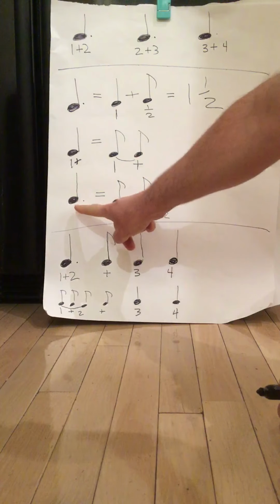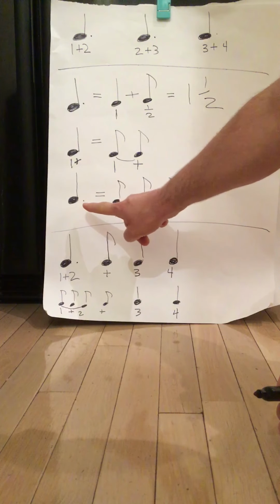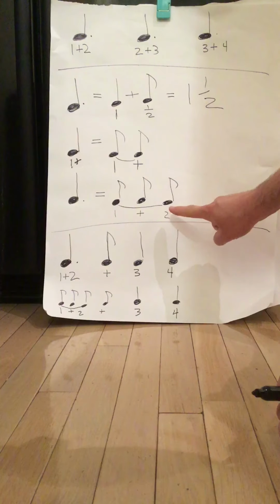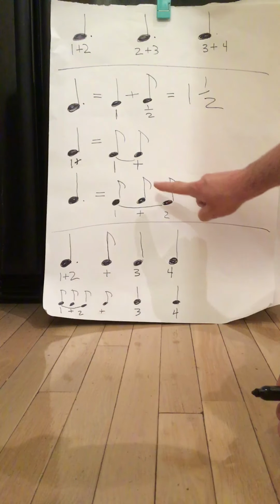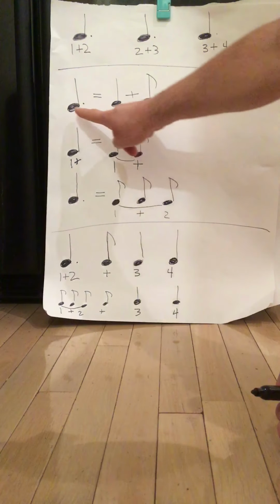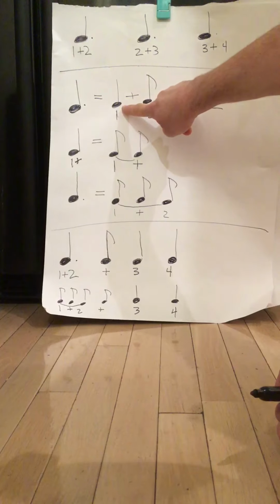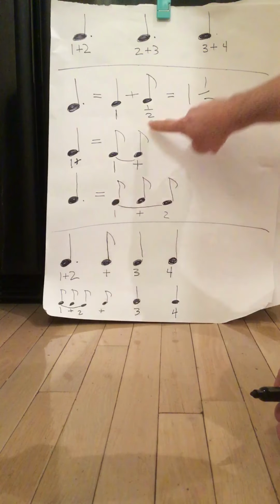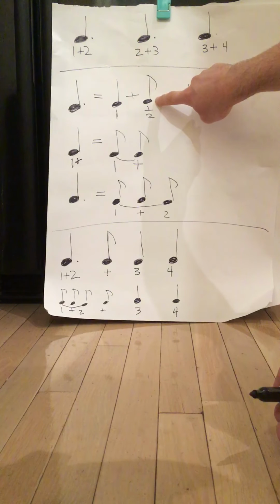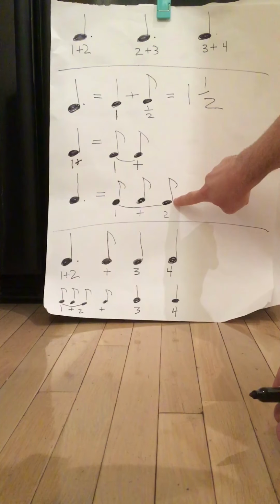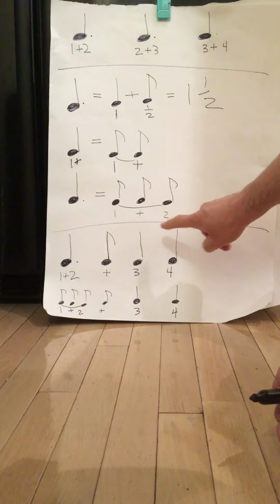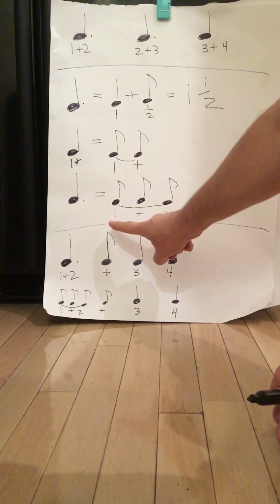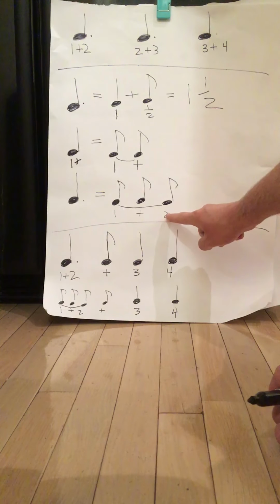When you have a dotted quarter note, it is equal to three eighth notes, because here the dotted quarter note, you see a quarter note which is equal to two eighth notes, and then an eighth note by itself dropped down there. So we have three eighth notes. When you have three eighth notes, you count it 1 and 2.